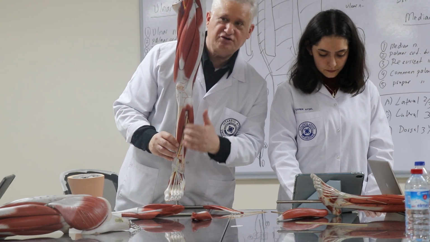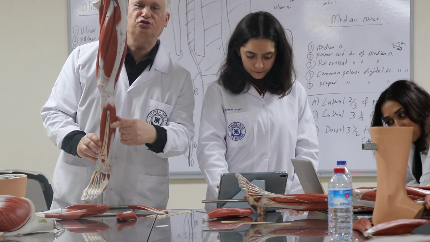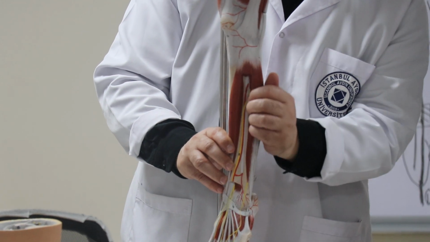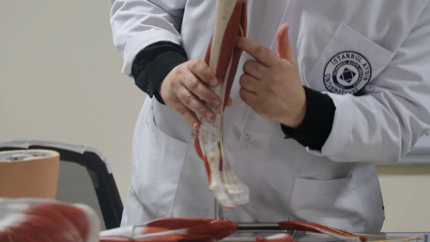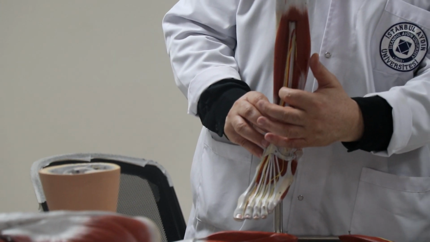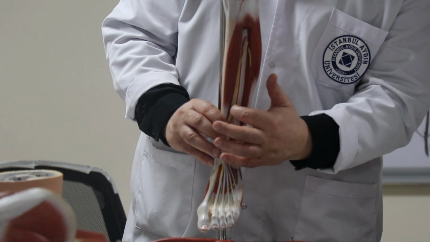Deep peroneal nerve. Here is the superficial peroneal nerve. You see? It goes to the lateral compartment. The deep peroneal nerve, you see it? Everybody look at your own model. So this is the deep peroneal nerve, see?